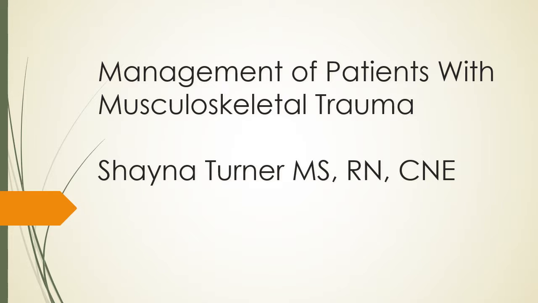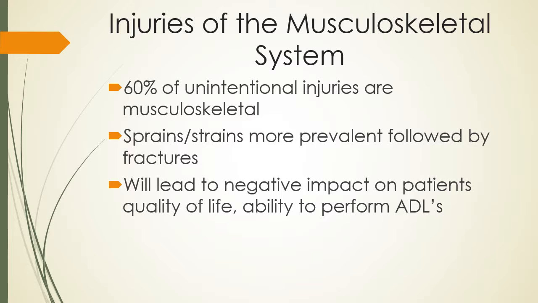All right, so this podcast is going to cover management of patients with musculoskeletal trauma. 60% of unintentional injuries are musculoskeletal, meaning when we have accidents, falls, car accidents, things like that are musculoskeletal. So whatever system you work in, whatever area you work in, you're going to either have patients with a history of musculoskeletal injuries, or they're going to be seeing you for an acute musculoskeletal injury.